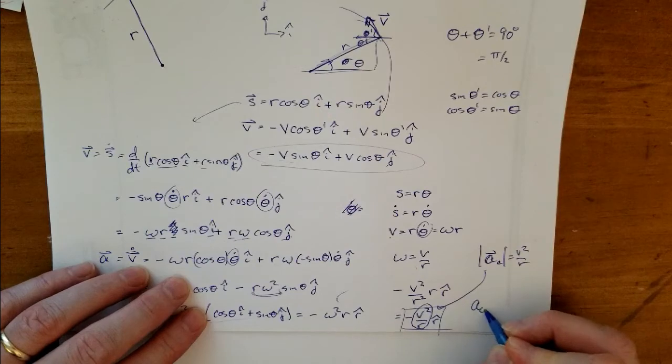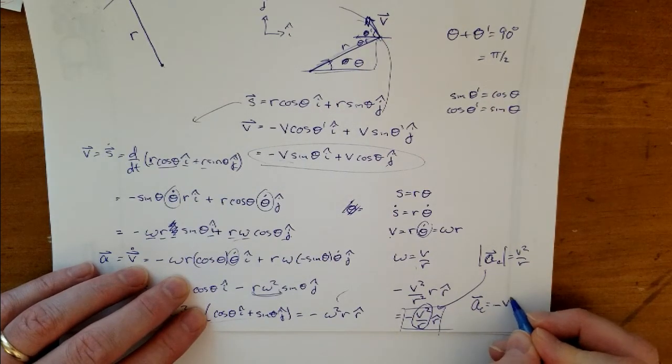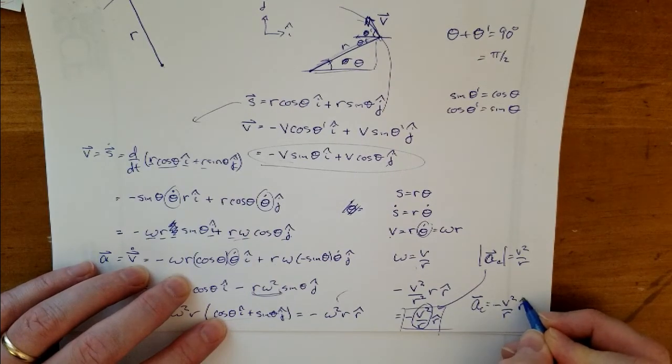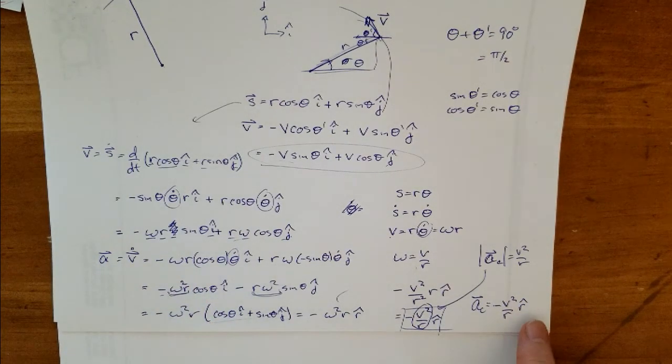And so centripetal acceleration is, just rewriting that, a little less messy, negative v squared over r, r hat. Don't forget, r hat is a unit vector away from the center. Negative r hat would mean it's pointing towards the center.